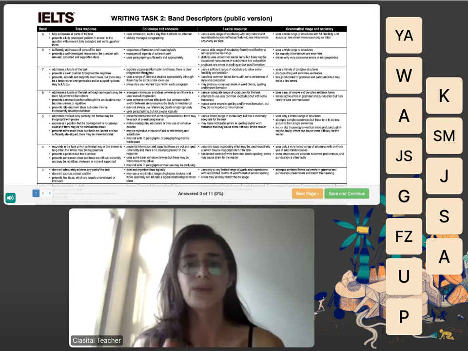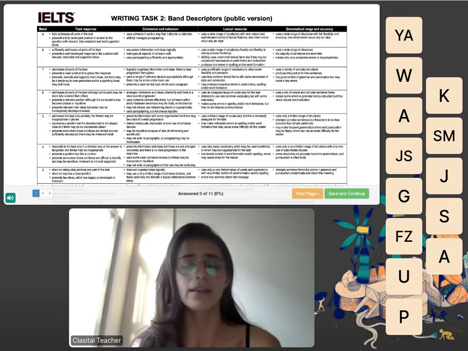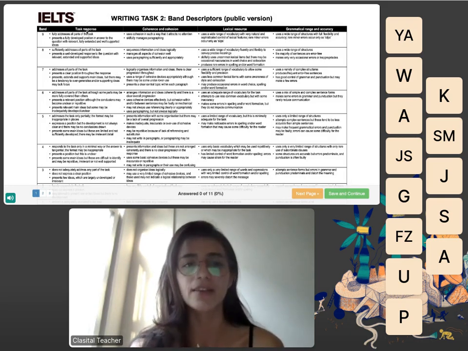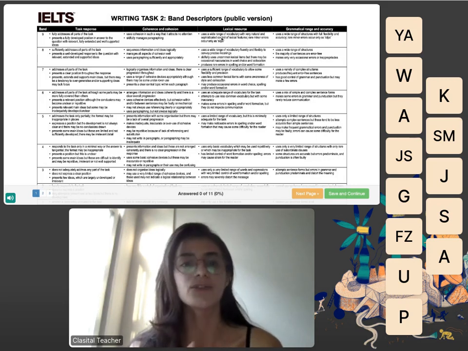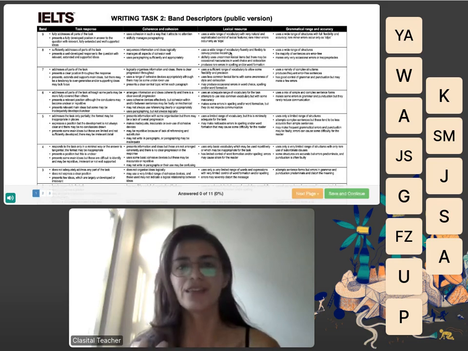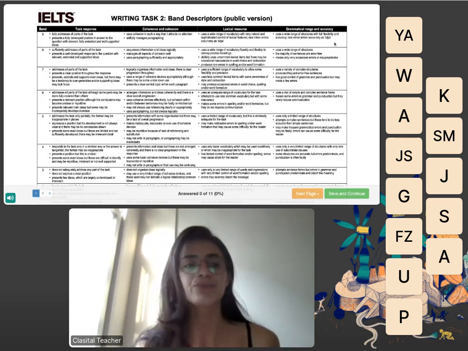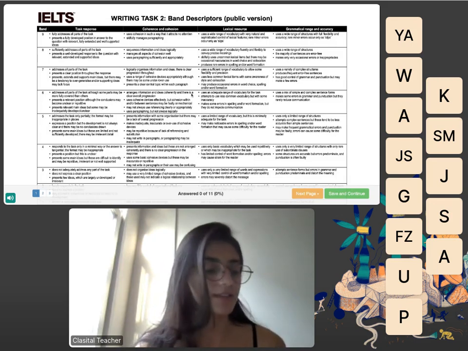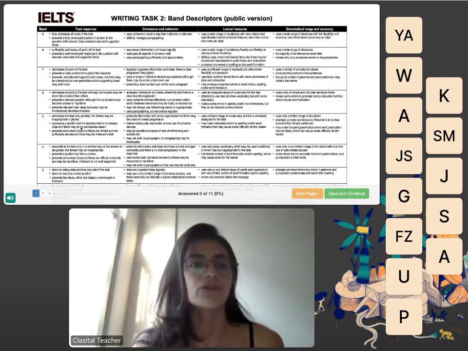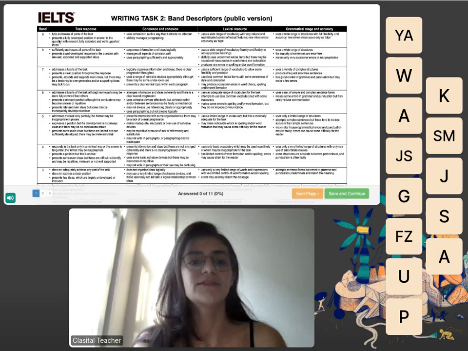So these are the IELTS band descriptors that they publicly publish. Basically, they have 4 criteria while grading your essays. The first one is task response. The second one is coherence and cohesion. The third one is lexical resource, which is just a fancy way of saying vocabulary, basically. And the last one is grammatical range and accuracy. According to these 4 criteria, you will get a score. So for example, for band 9, you need to fully address all parts of the task in task response.